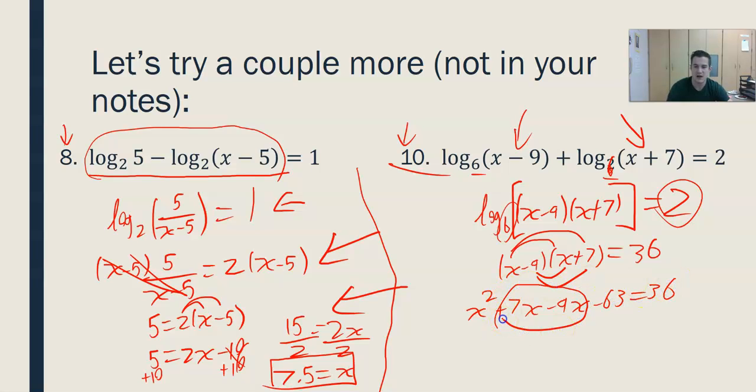So I'm going to go ahead and combine these together. And then because this is turning into a quadratic expression, I need to set it all equal to 0. So then I'm going to minus 36 on both sides. So I have x squared minus 2x minus, I think that's 99, equals 0.